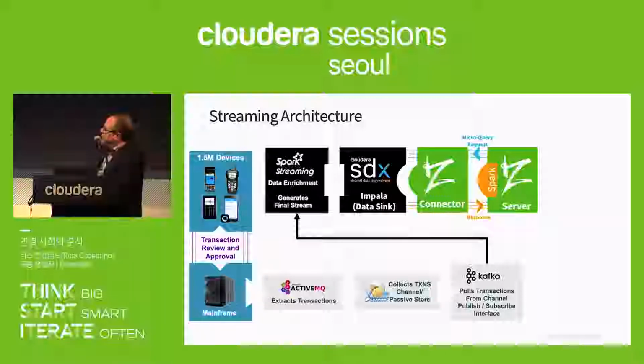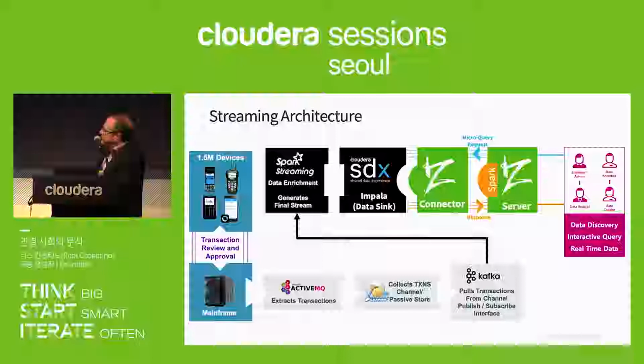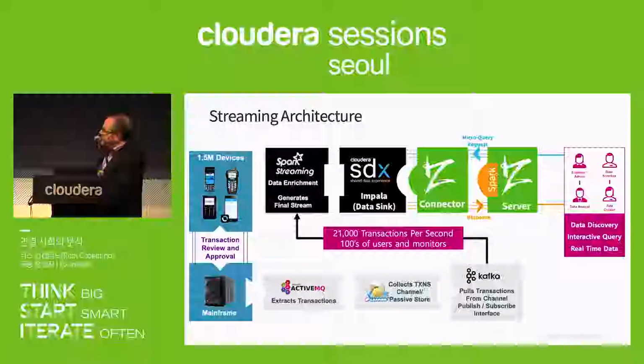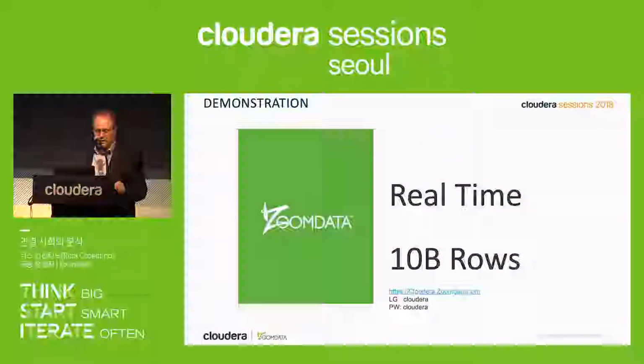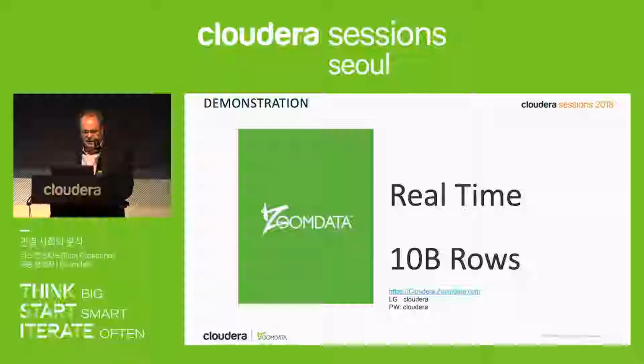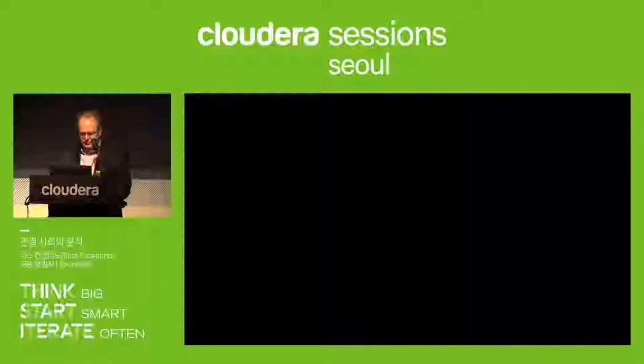And once it's in the data sync, Zoomdata has its connectors and its server that are able to help the user have an interactive experience. And the cool thing here is that these types of systems, this supports 21,000 transactions per second, and they have hundreds of users and monitors located throughout their company. So think about that. These guys now have instant access to all this data here. And so let me just take you through a quick demo that highlights the real-time capabilities of a tool like Zoomdata and how we could look at 10 billion rows of data.